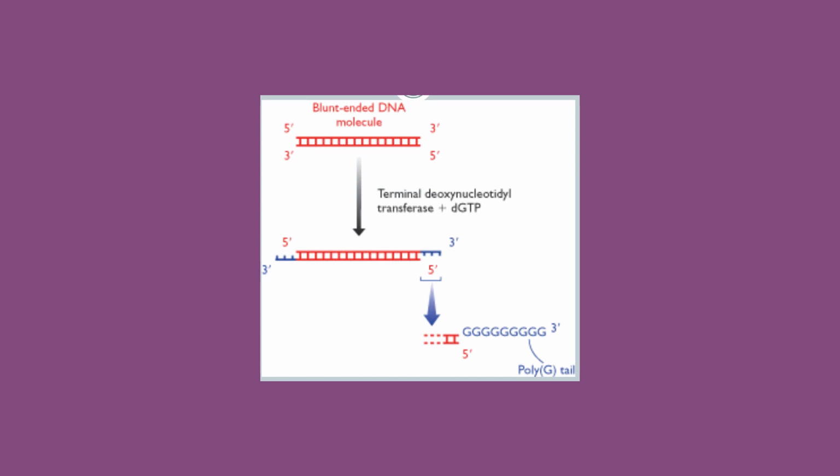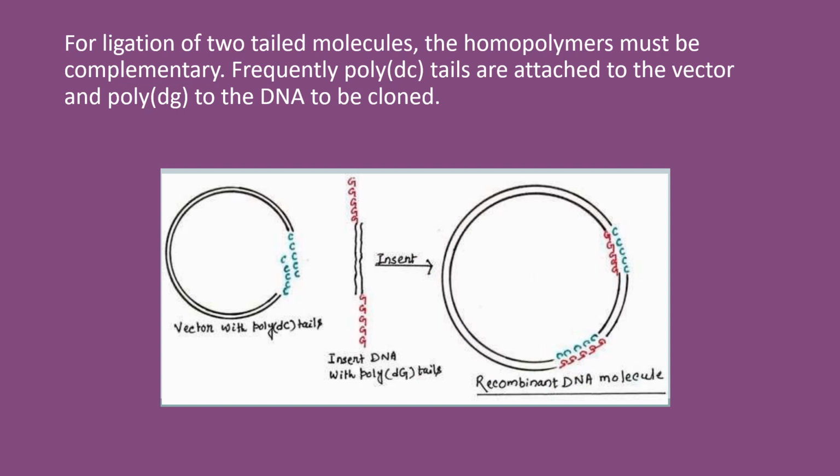This picture depicts the formation of homopolymer tailing. For ligation of two tailed molecules, the homopolymers must be complementary. Frequently, poly-dC tails are attached to the vectors and poly-dG to the DNA to be cloned.